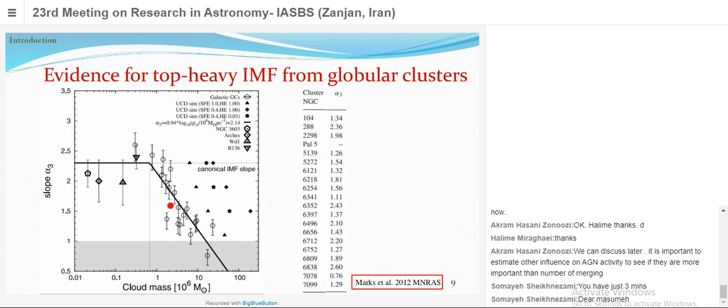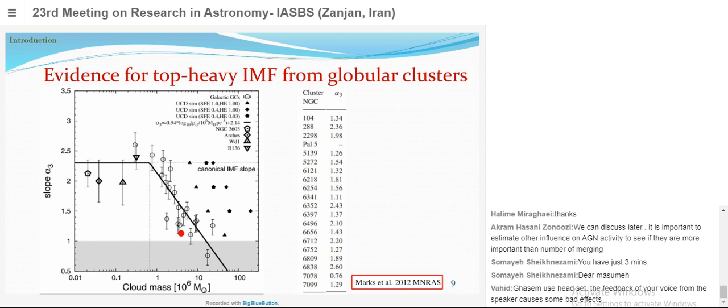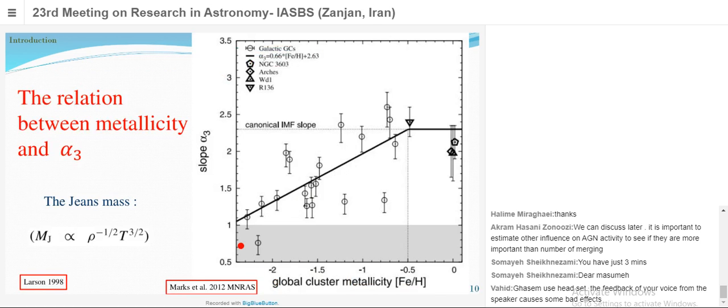The open circles in this plot show the value of alpha 3 for globular clusters. The solid line shows the value of alpha 3 as a function of the initial mass of the cloud from these equations. The alpha 3 for metal-poor globular clusters, these open circles here, are lower than the canonical value for metal-poor globular clusters.